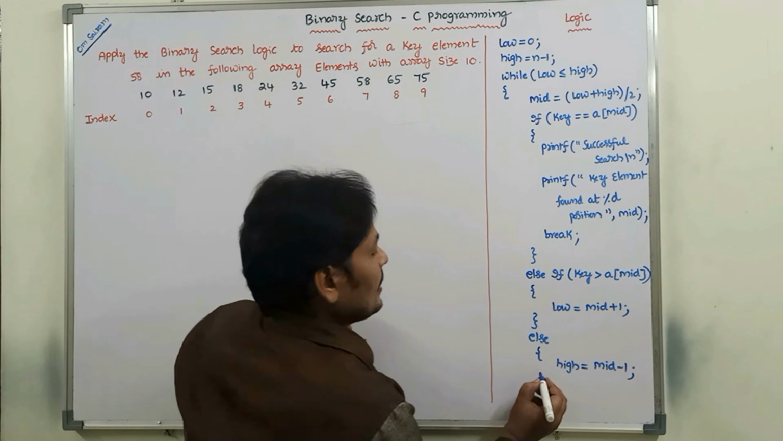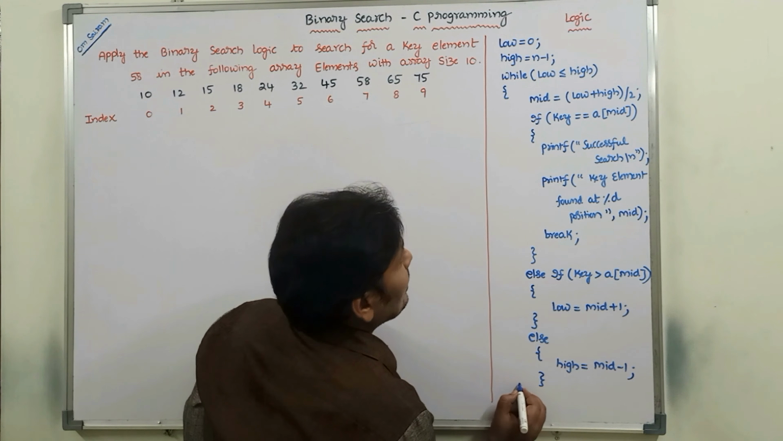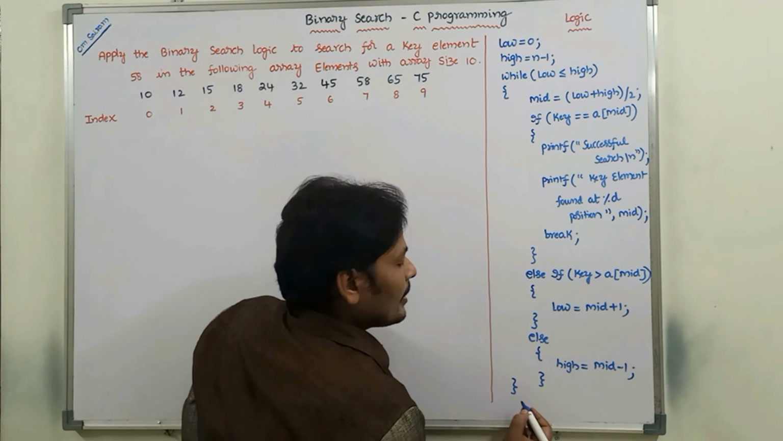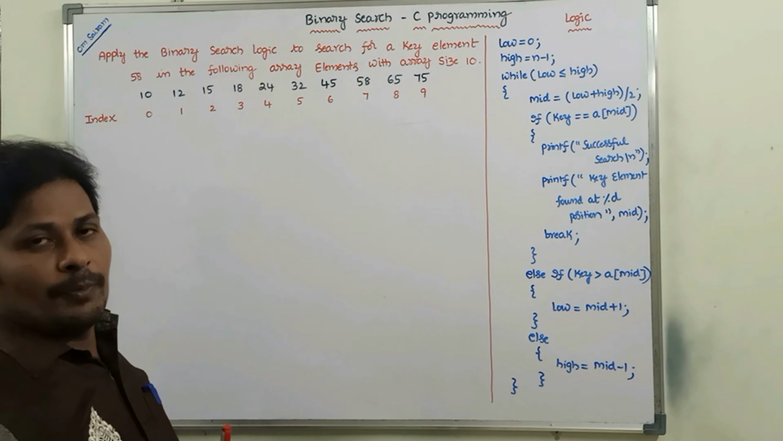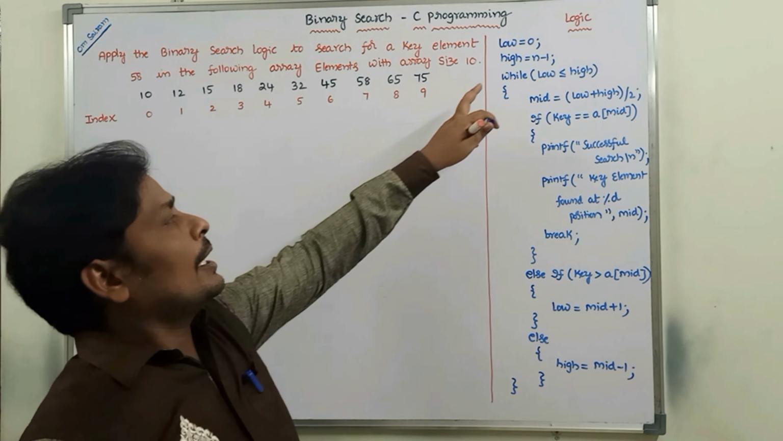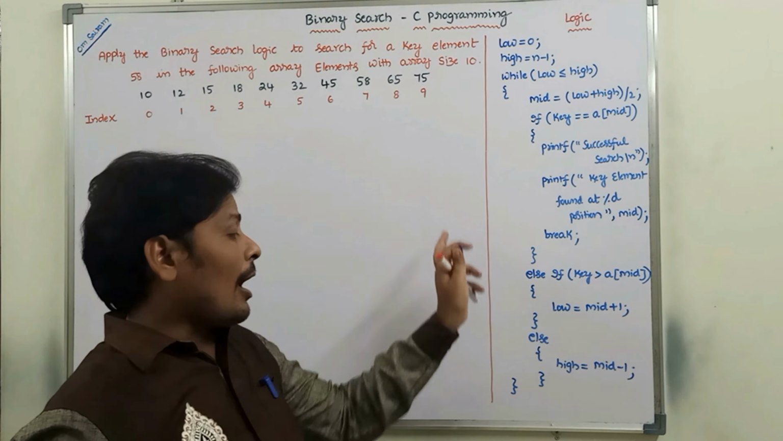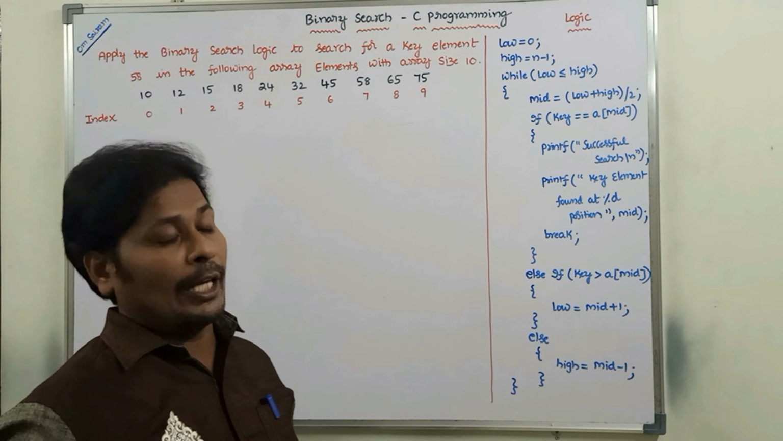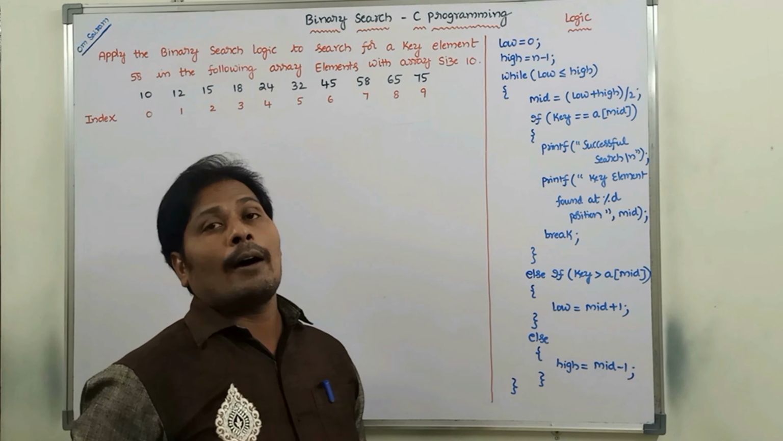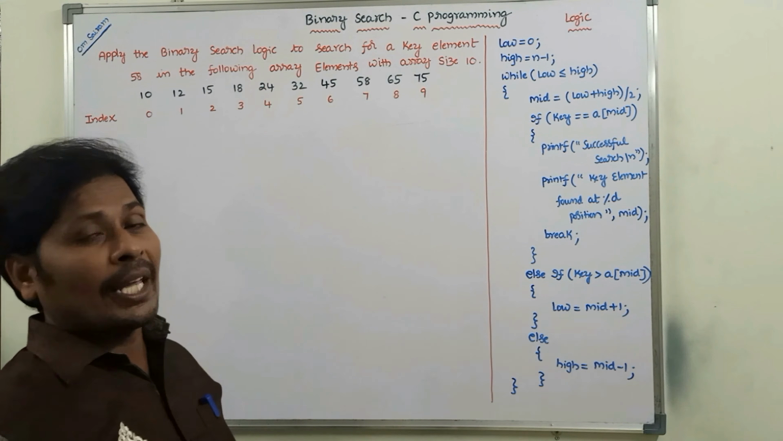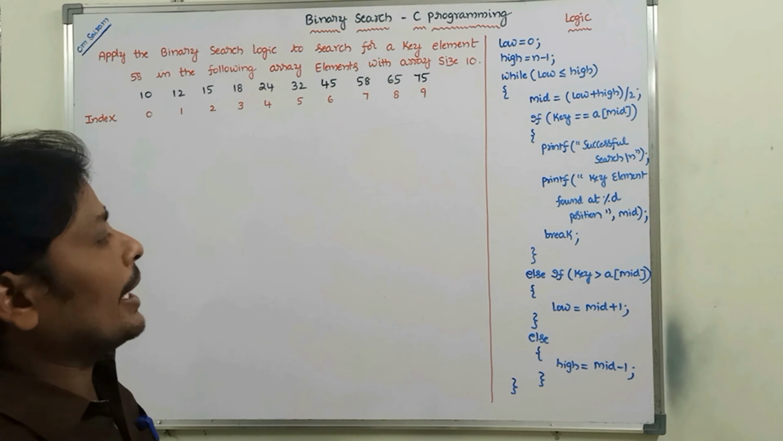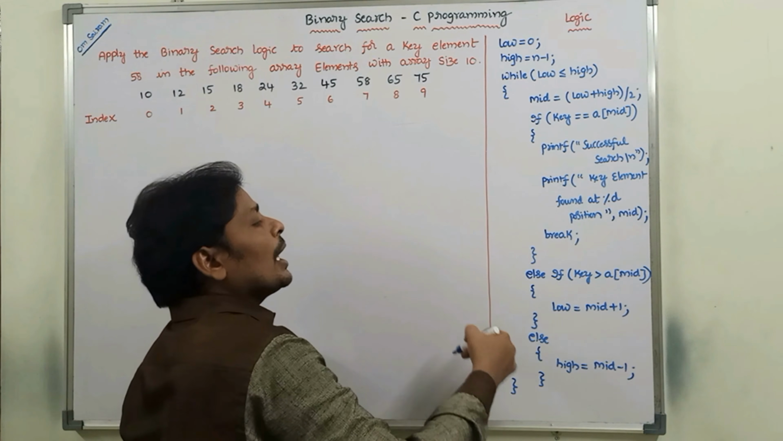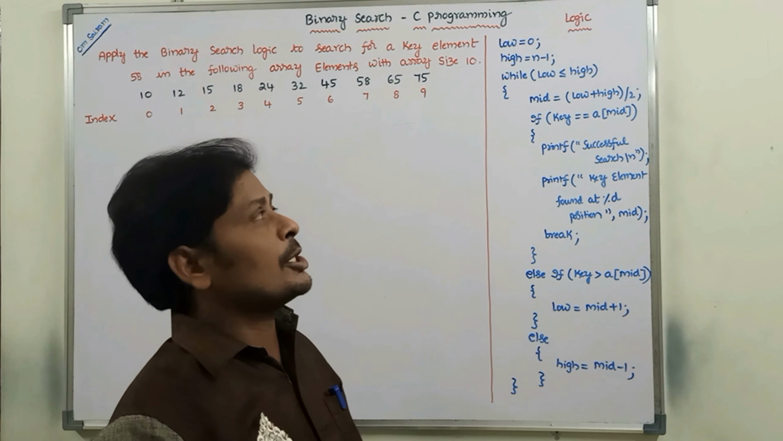Okay. Then while close, then the program is closed. If the while condition is false, then the control goes to the next statement after the while loop. If there are no statements there, then the program is terminated. Okay. So this is the simple logic of the binary search program.